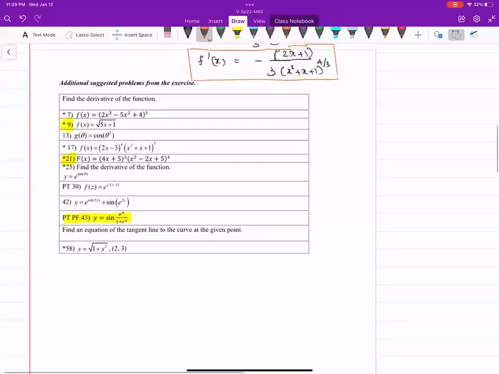So it's good practice to work through all the additional suggested problems as much as you can, because some of them are already in homework. And there are some more problems that are done in the chapter videos as well. In this concept video, we have done problem numbers 9, 21, and 43. Check my other videos for this chapter.